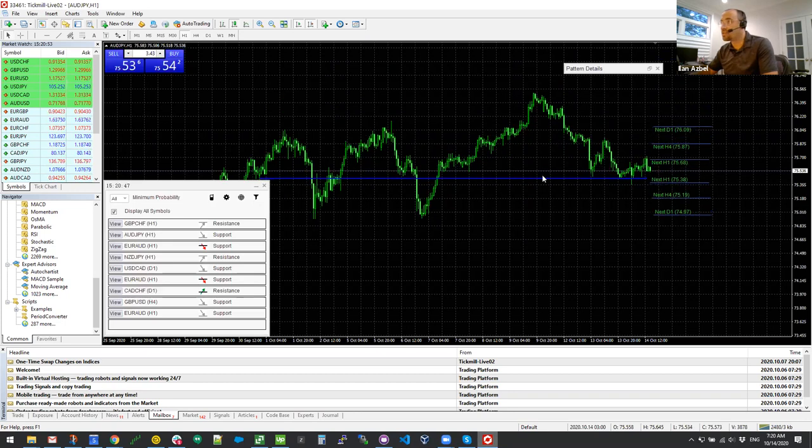Where is the level? Oh, there it is, the level over here. You can see how close the price is to that level. I mean, it's almost touching it, right? So again, this is something you can't really trade unless you set some kind of sell stop.